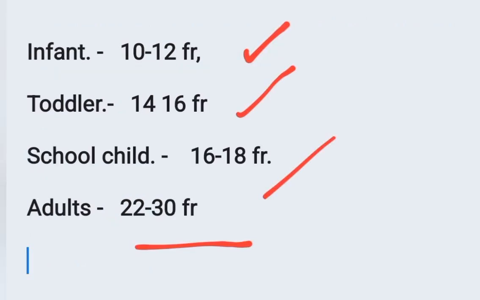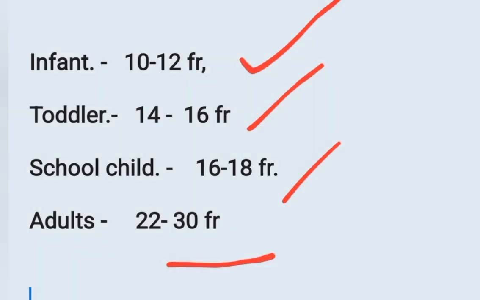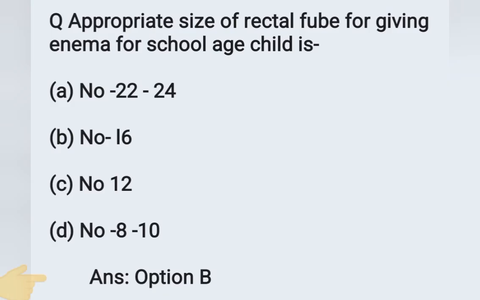Here we can see the size of rectal tube at different age groups. For infant 10 to 12 French, for toddler 14 to 16 French, for school child 16 to 18 French, that is our question, and for adult 22 to 30 French. FR means French. So our question is rectal tube size for school age children, and the correct answer is option B, 16 French. Here 16 is there, so that is the correct answer.